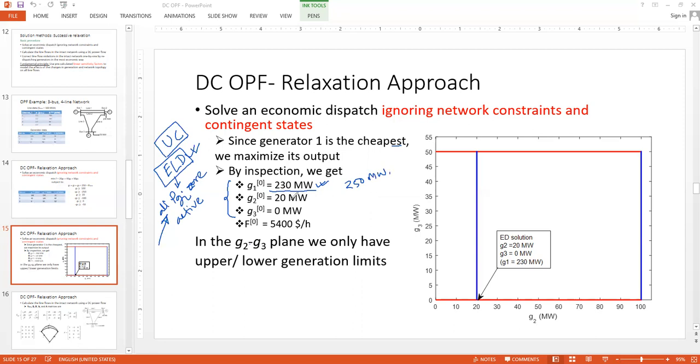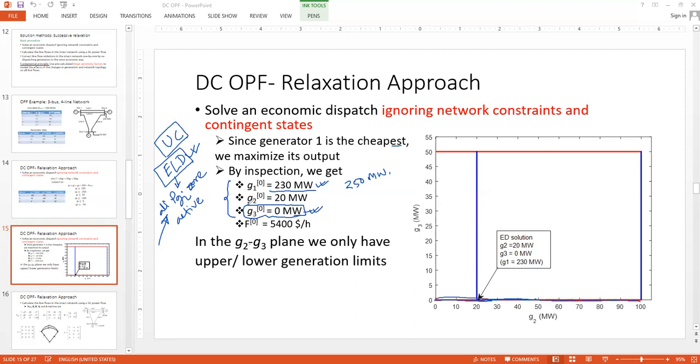Let's start the other way around. I can take 0 from the costliest unit, so I will take 0 from G3. Why? Because this is the lower allowable limit for G3. So G3 equal to 0 means this line. The solution is lying along this line somewhere.